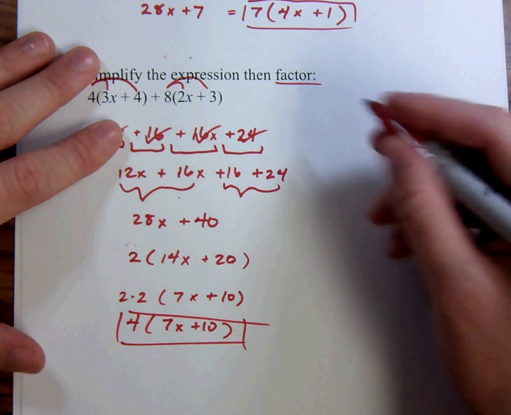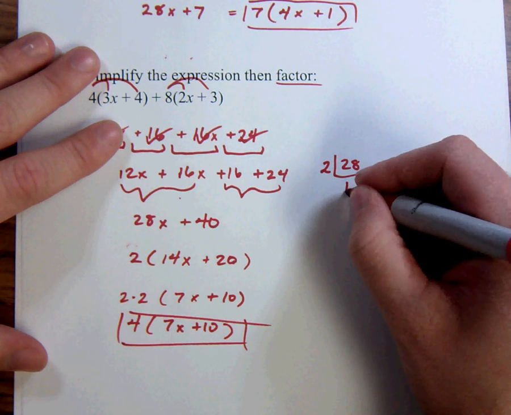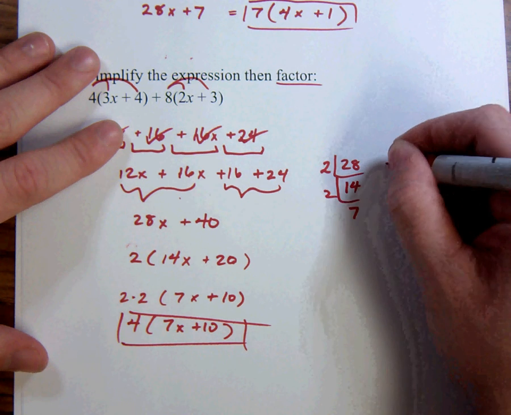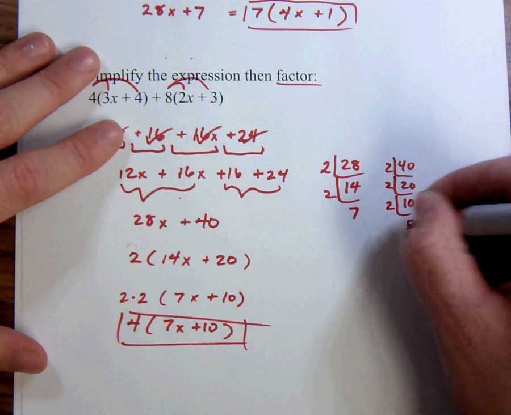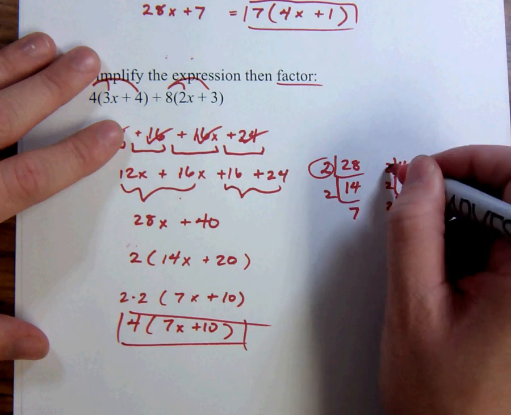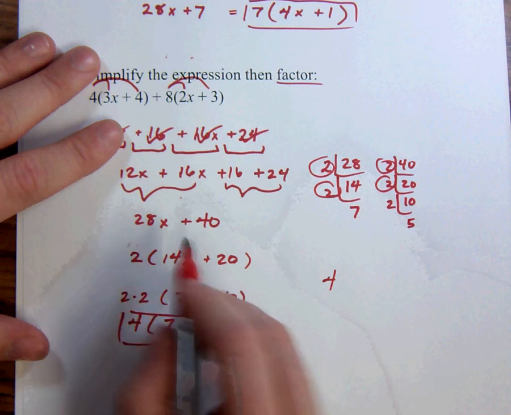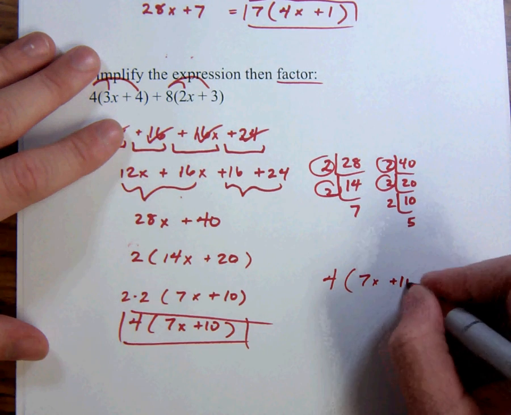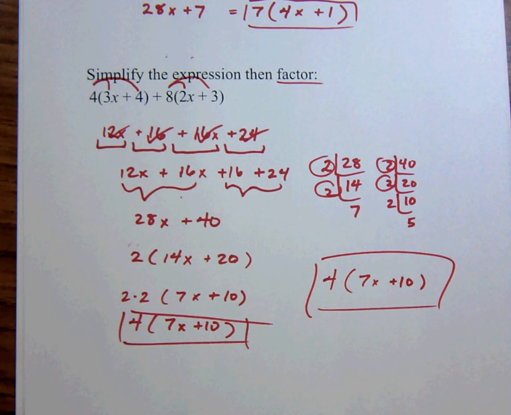And this is the most factored form. Again, we could have just found the GCF. You say, okay, we have 28, which is 2 times 14, which is 2 times 7. And we have 40, which is 2 times 20, which is 2 times 10, which is 2 times 5. They have 2 2's in common, so the GCF is 4. Write the 4, 28 divided by 4 is 7x. 40 divided by 4 is 10. Okay, and that's kind of just an example of going a little bit more hardcore.